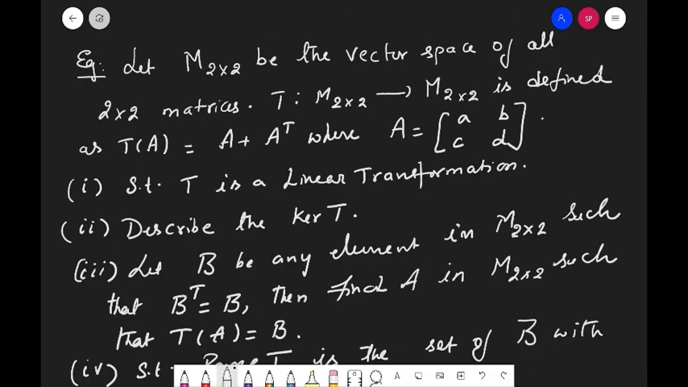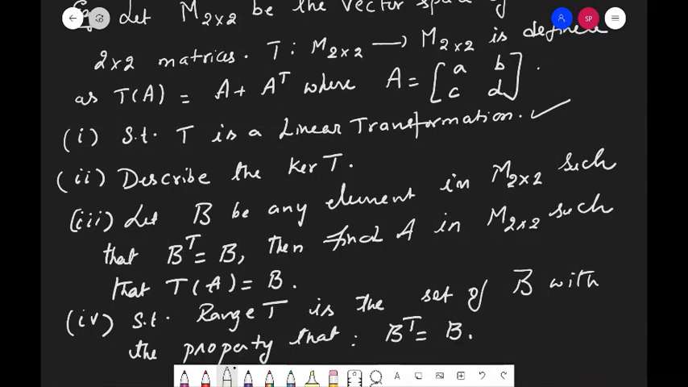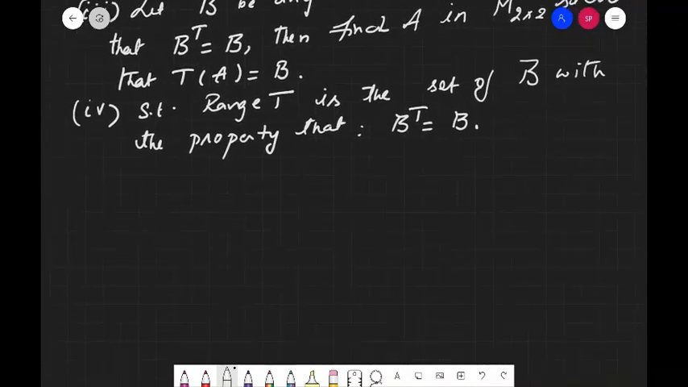Now let us look at the next example. Let M2 by 2 be the vector space of all 2 by 2 matrices. T from M2 by 2 to M2 by 2 is defined as T of A equal to A plus A transpose, where A is the 2 by 2 matrix with entries a, b, c, d. Then you are asked 4 parts. Let us go one by one. First one is: show that T is a linear transformation. So let us first work out the first one and then go for the next one.